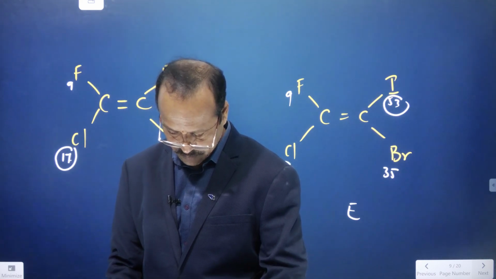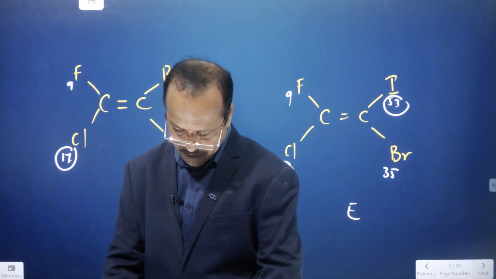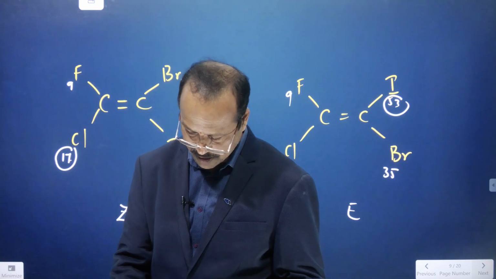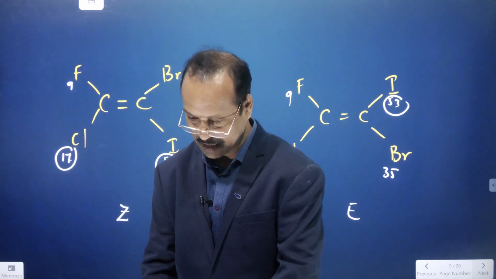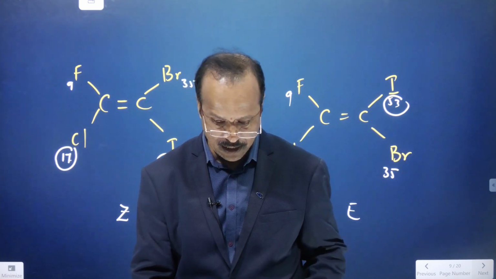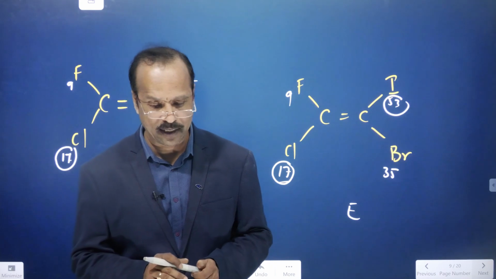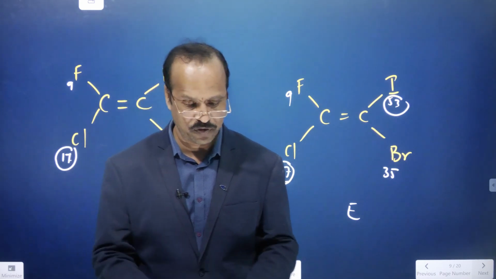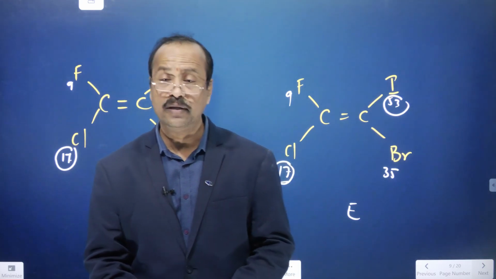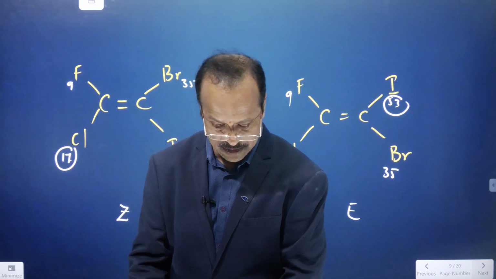Now, what are the general properties of geometric isomers? We already discussed geometrical isomers. They mainly differ in their physical properties. They differ in melting and boiling points, and methods like fractional crystallization, fractional distillation and chromatography are used to separate them. This is about geometrical isomerism.